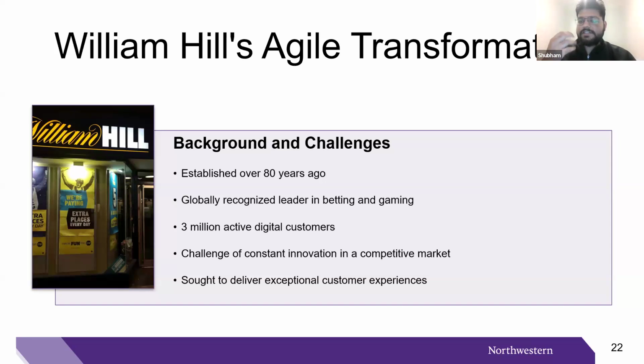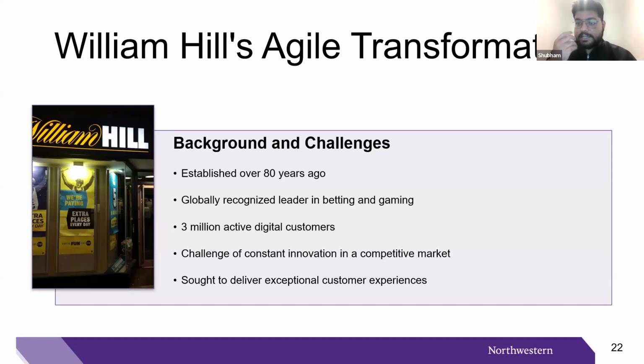Now, a lot of other folks call it the Spotify agile model, and they are trying to use it. But the crux of it always stays the same: you just cannot blanket-use that model for your success. So you always have to adapt it to your own needs. In this case, I'm taking the example of William Hill.